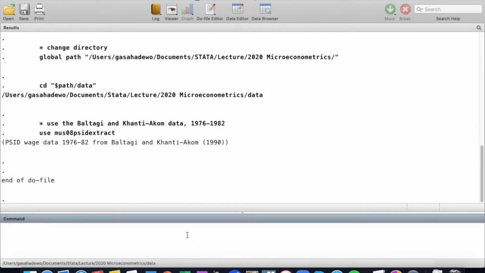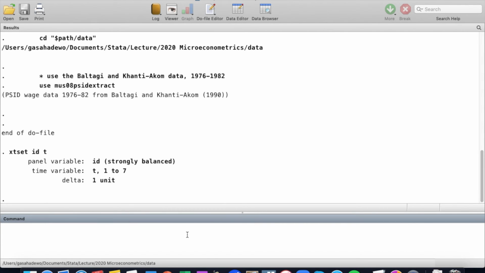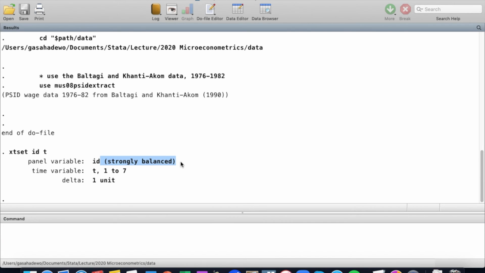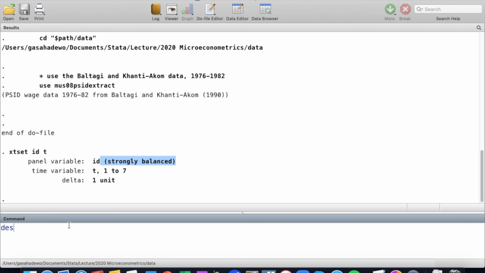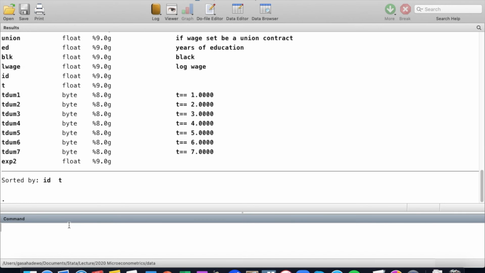Okay, well, the first thing that you want to do is that in every panel data analysis, you want to declare to Stata the cross-section variable, which is the individual ID, and the time variable. Okay, and here Stata is going to identify whether your panel data is strongly balanced, as in this case, or is actually not balanced.